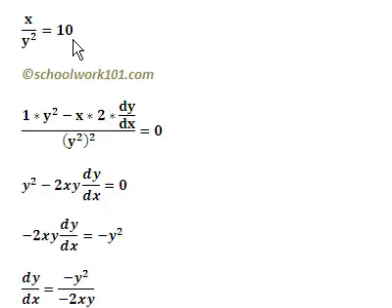In this equation here, we have x over y squared is equal to 10. Now I'm going to be using the quotient rule here, and taking the derivative of the top, which is 1, rewriting the bottom, minus the top, times the derivative of y squared, you get 2y.